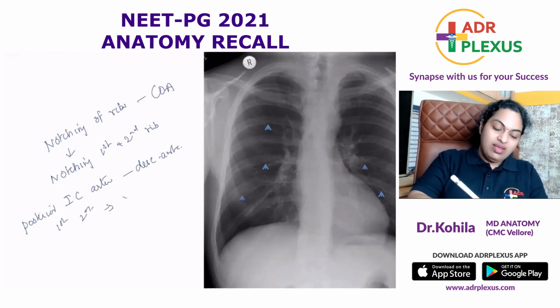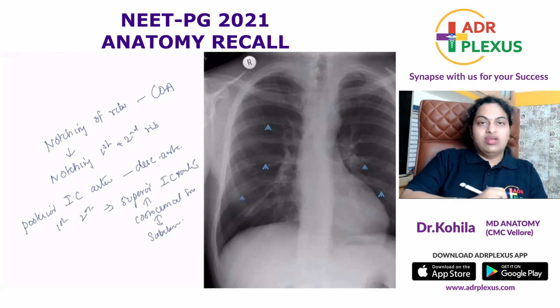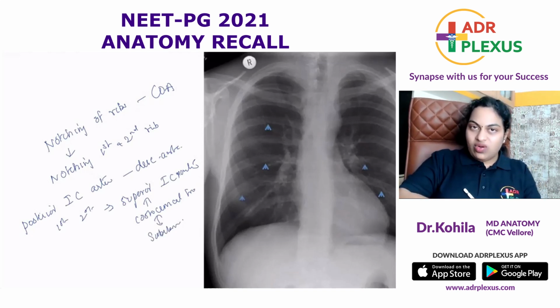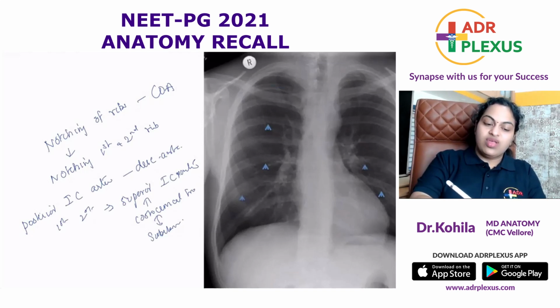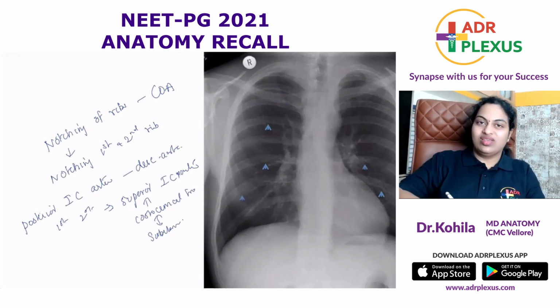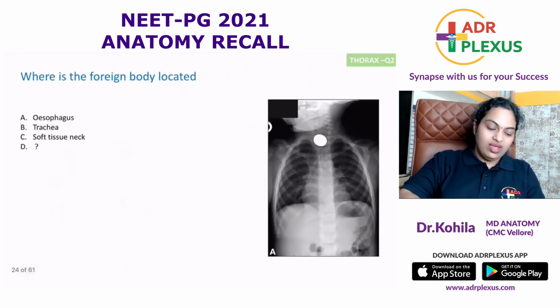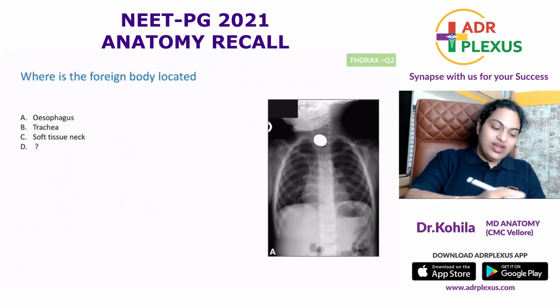They come from the superior intercostal artery, that's the branch again from the costocervical trunk, which comes from the subclavian artery. The first and the second posterior intercostal arteries do not come from the descending aorta. They arise from the superior intercostal artery, which in turn comes from the costocervical trunk. So the first two ribs usually do not show the notching. Got it? Okay.